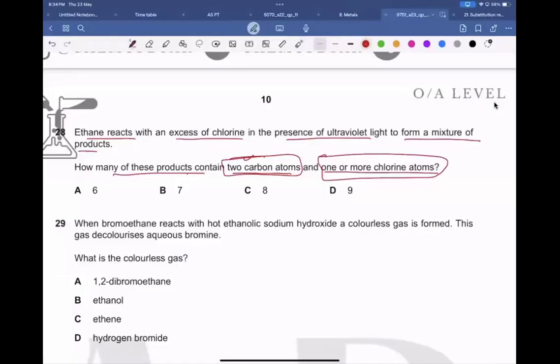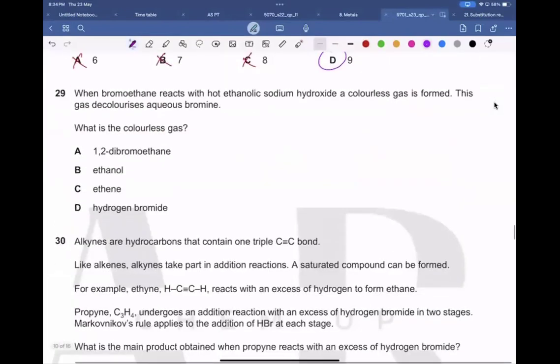So it means A, B, and C go wrong, and D is the correct answer, right? Now question number 29. Bromoethane, which has two carbon atoms and a bromine, reacts with hot ethanolic sodium hydroxide, NaOH in ethanol. Which type of reaction is it? It's an elimination and we are going to get an alkene.